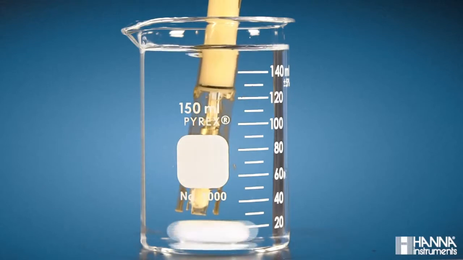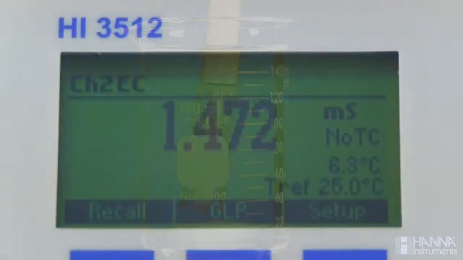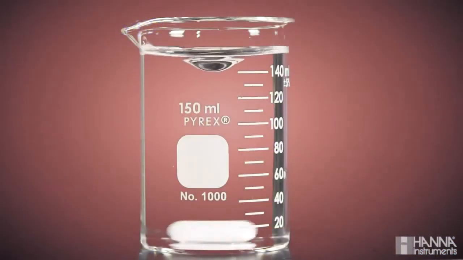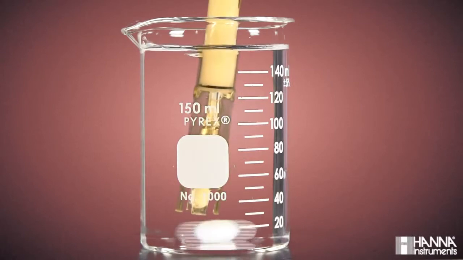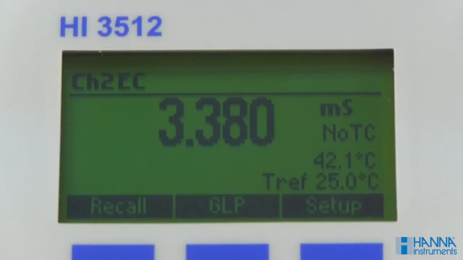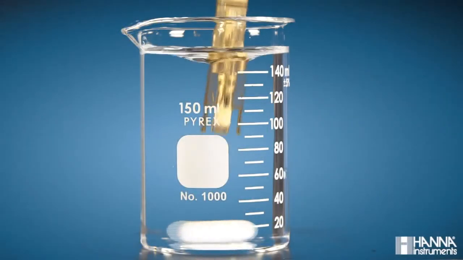So let's measure the conductivity of a cold sample of salt water without temperature compensation. As you can see, at 6.3 degrees Celsius, the conductivity is 1.472 millisiemens per centimeter. Now let's measure the conductivity of a hot sample of salt water without compensating for the high temperature. At 42.1 degrees Celsius, the conductivity has increased to 3.380 millisiemens per centimeter.